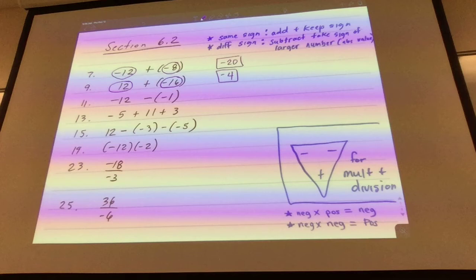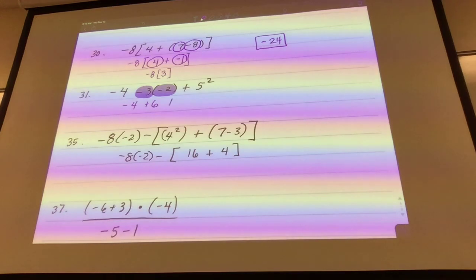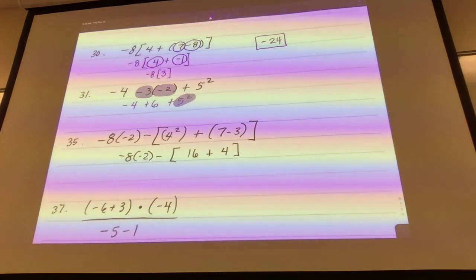Order of operations says do multiplication first. So negative 3 times negative 2 is a positive 6, right? Now bring everything else down. Bring down negative 4, bring down plus 5 squared. We did parentheses first there. Exponents would be next. So my next one is to evaluate this. What's 5 squared? 25.